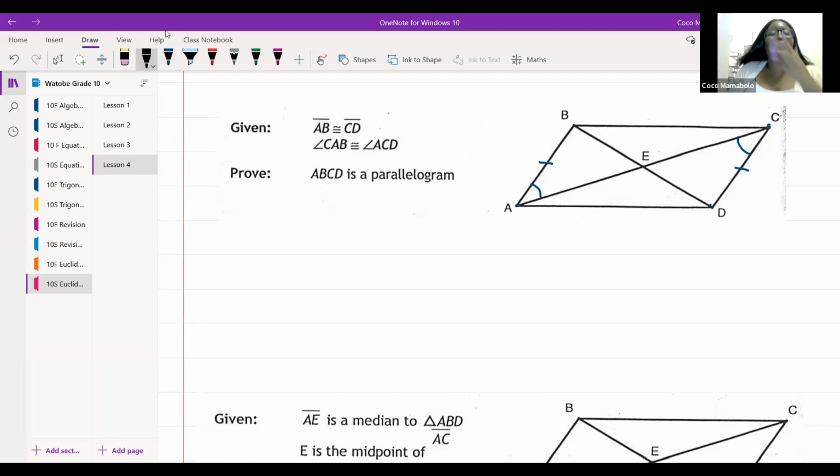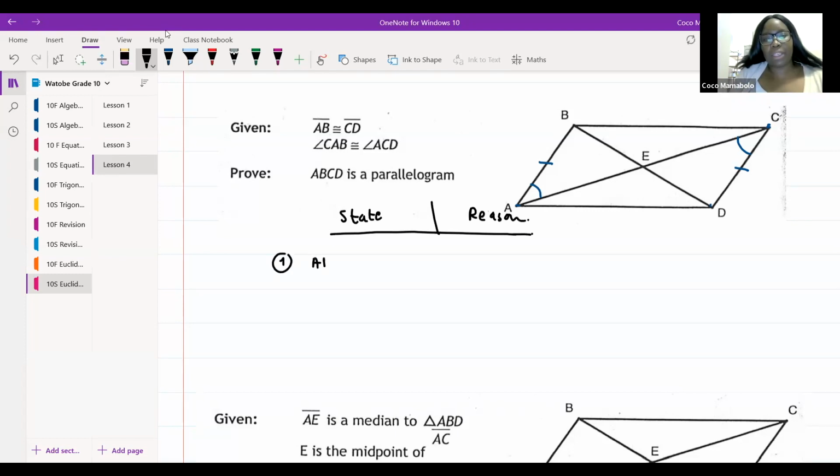Okay. Now, there are many things that we can do with the information that we've been given. They want us to prove that ABCD is in fact a parallelogram. So we're going to do a statement and reason section. I need to start with the information that they've given me, because that just makes it easier for me to understand. So I can then say my statement number one, that AB is equal to CD. My reason is that it's given.